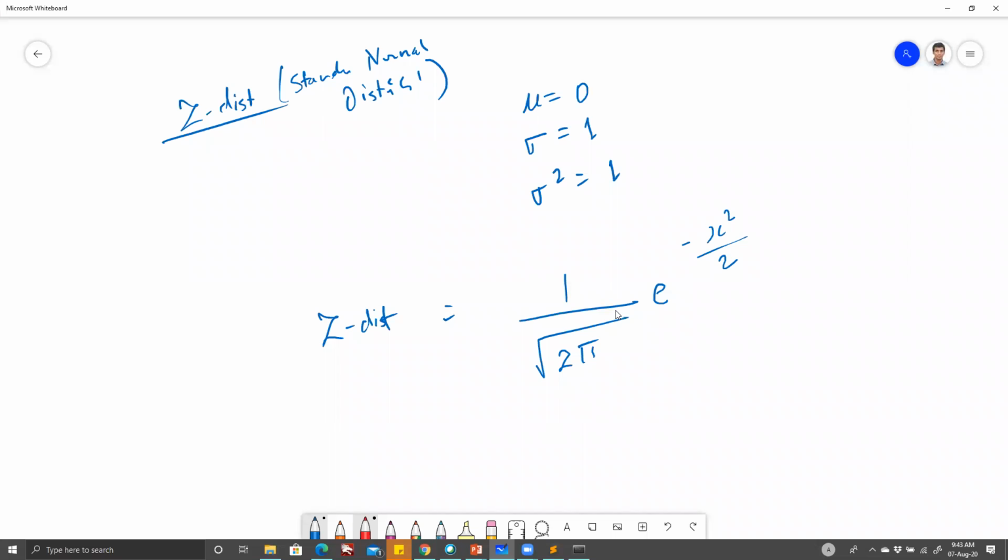Anyone remembers the actual equation? Normal distribution? And (x minus mu) squared divided by 2 sigma squared. Okay, this is just the variance, nothing else. So just substitute mu as 0 and sigma as 1 and you should get this exact equation.